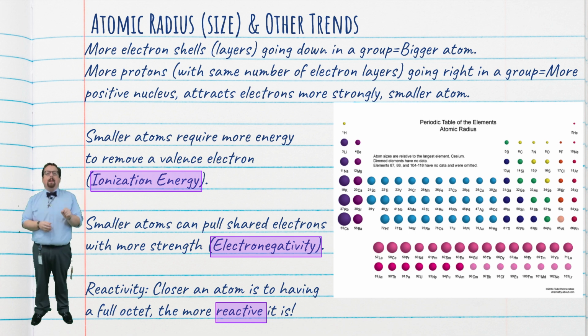The rest of the trends are easy if we can remember atomic size. As atoms get smaller, their valence electrons are closer to the nucleus and therefore will take more energy to remove. This is called the ionization energy. When atoms share their electrons in a covalent bond, smaller ones have their nucleus closer to the outer layer, so they can pull these shared electrons from the bond closer to them. The strength of atoms to be able to pull shared electrons toward them is called electronegativity. And the closer an atom is to having 8 valence electrons, the more reactive it is. Let's look at those 3 a bit deeper.